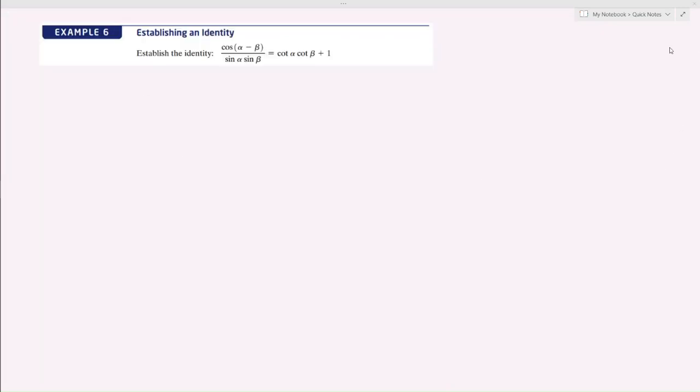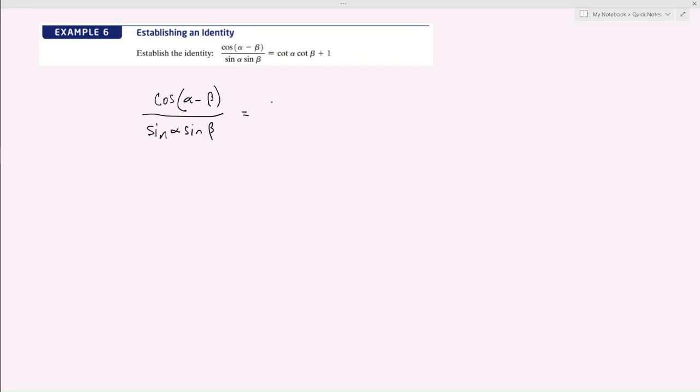Okay, let's look at a little different type of problem using the sum and difference formulas. So remember, establishing identities, we should be able to take one side and make it match the other. They're true for all values of the variable or the unknown. So in this case, we're starting with cosine alpha minus beta over sine alpha sine beta. And our goal is to show that it's the same as the cotangent alpha times the cotangent of beta plus 1. So what we're going to do is apply the difference formula for cosines.